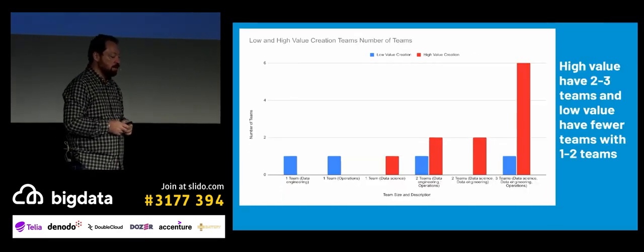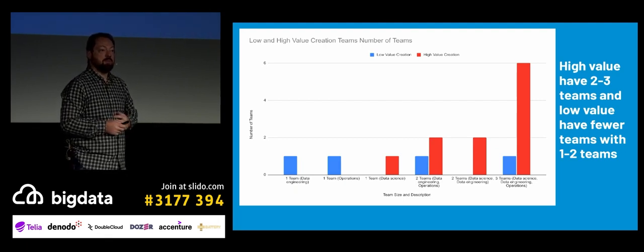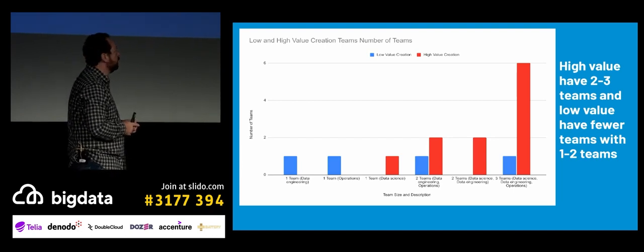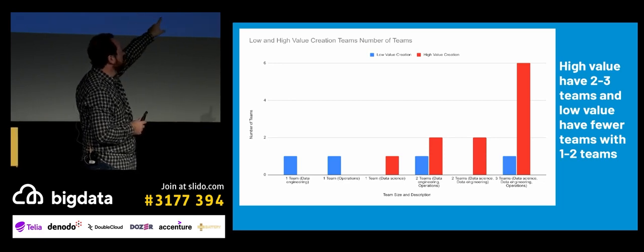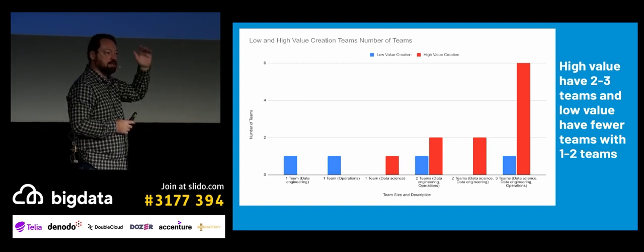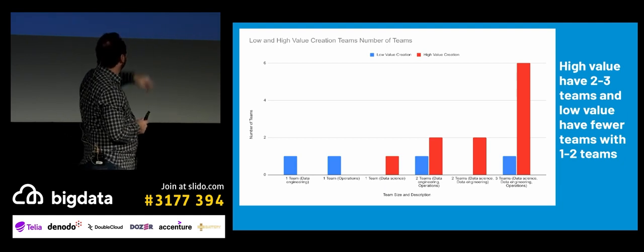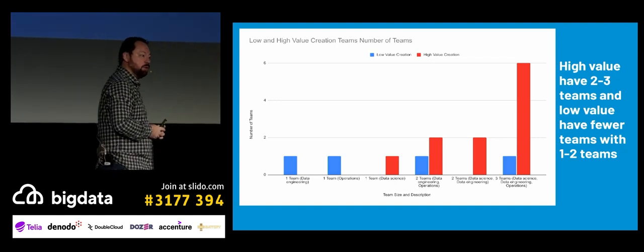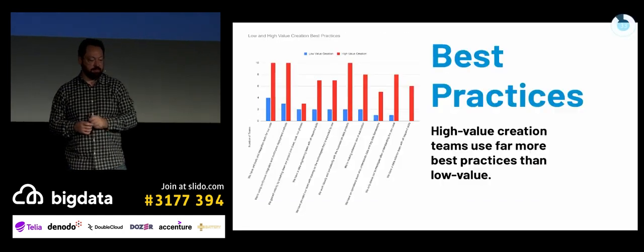And then the number of teams. You've heard me talk about the importance of teams. Well, here's the visualization of it. When you have a high-value generating organization, you notice that they had 2 or 3 teams. They had data science, data engineering, and operations. And the low-value creation teams, they would have 1. And that is how you generate value. You get all 3 teams, or representatives from all 3 teams.